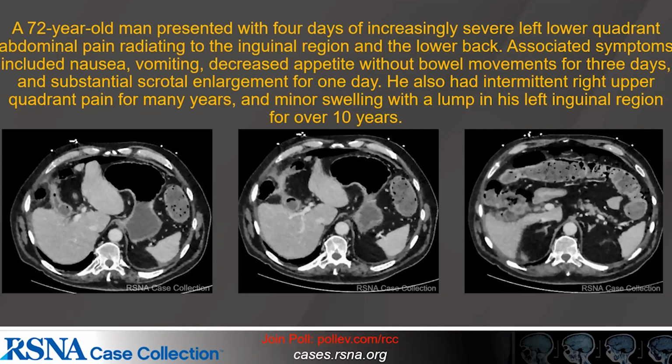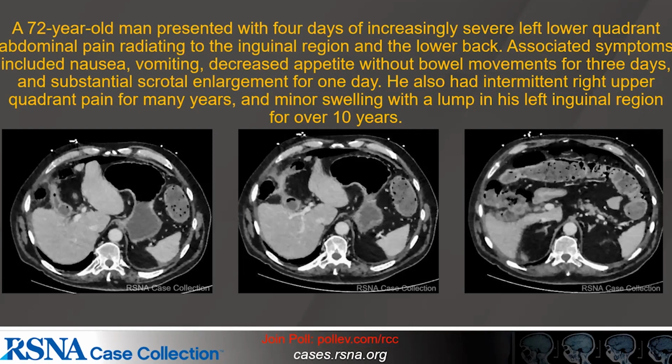history, forgetting the imaging. 72-year-old man presented with 4 days of increasingly severe left lower quadrant pain, radiating to the inguinal region in the lower back. Associated symptoms including nausea, vomiting, decreased appetite without bowel movements for 3 days, and substantial scrotal enlargement for 1 day. Importantly, he had had intermittent right upper quadrant pain for many years, and a minor swelling with a lump in his left inguinal region for over 10 years.